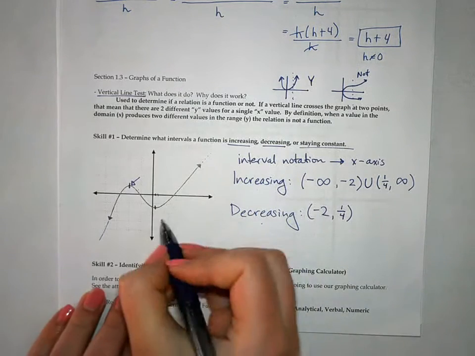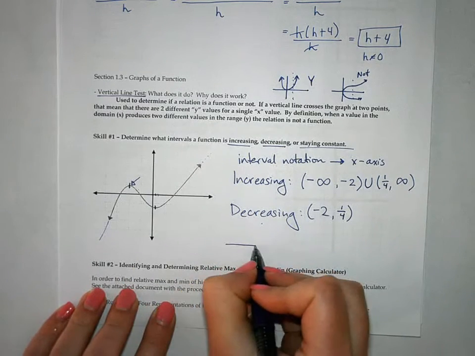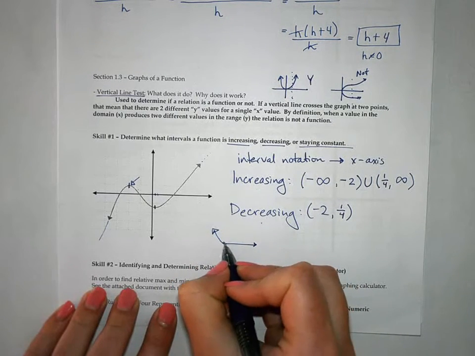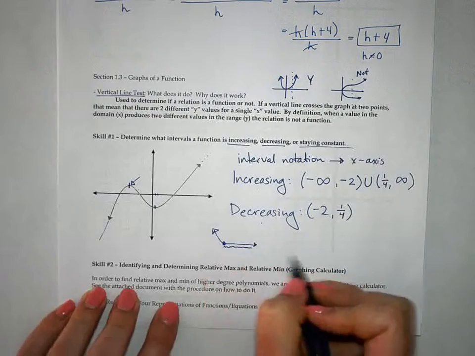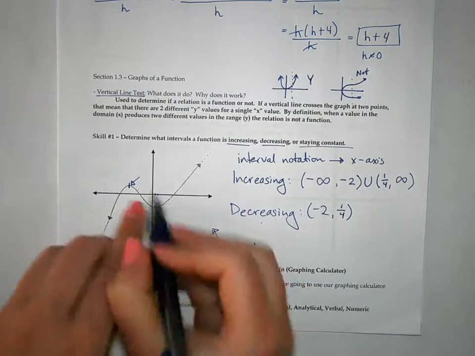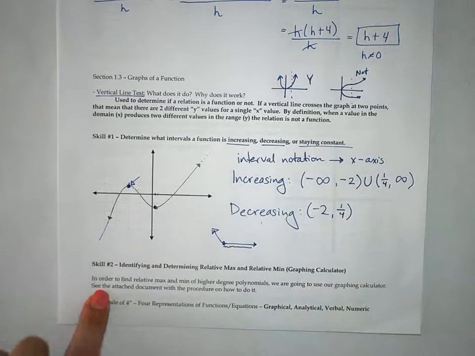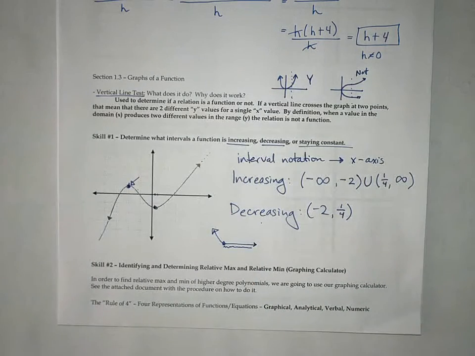The last one here, staying constant, this graph does not show us a staying constant because you have to be able to see a straight section of a graph in order to say it's a constant. So this part of a graph right here could be a constant section, but nothing here. These turning points are something else. Those turning points are what we call relative maxes or relative mins.